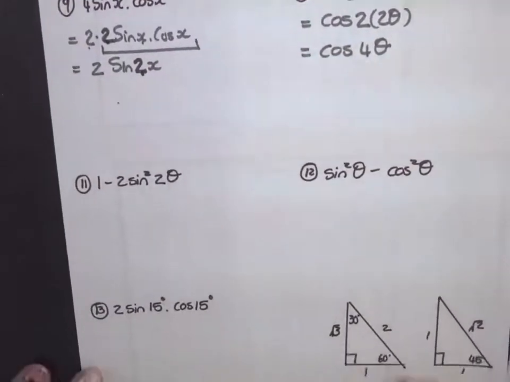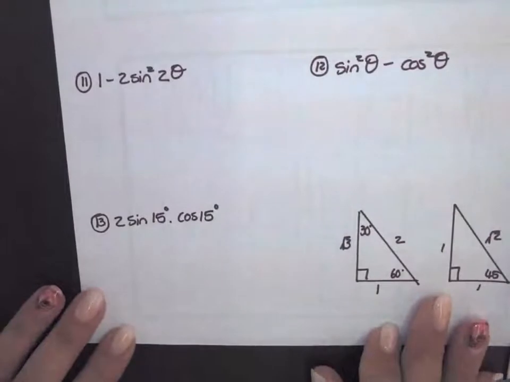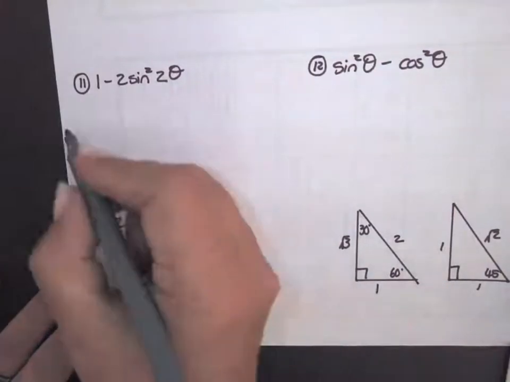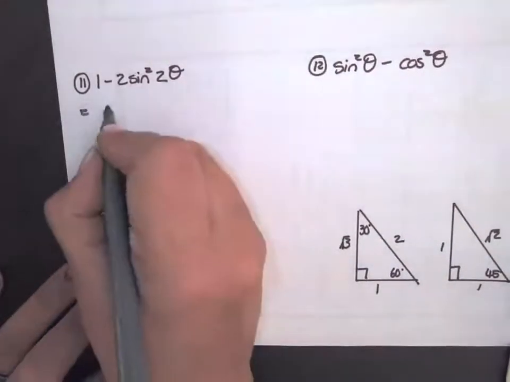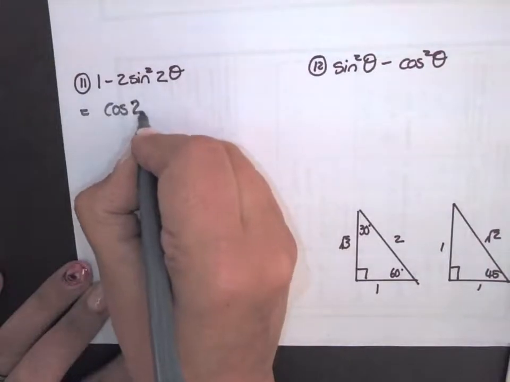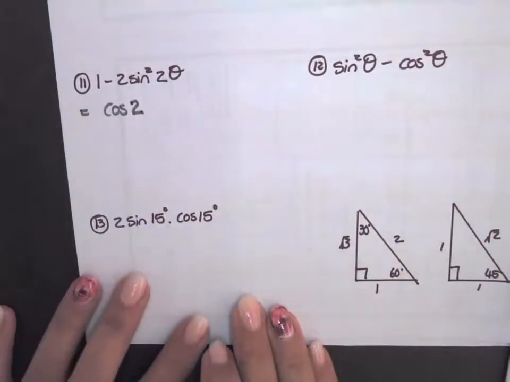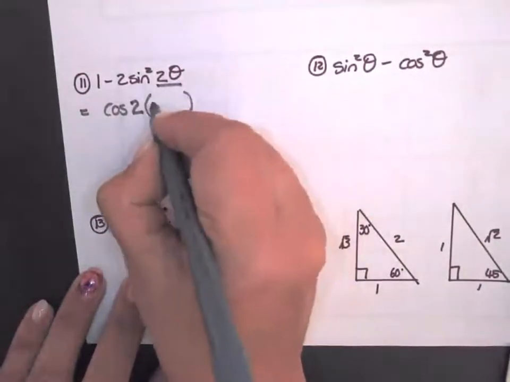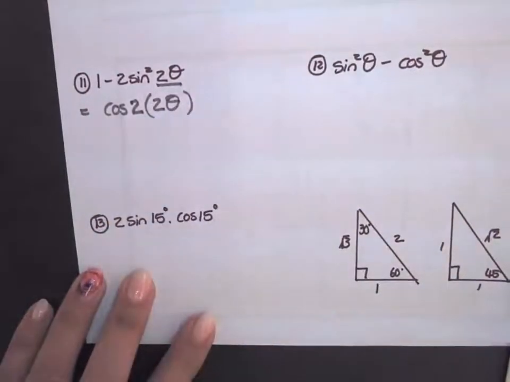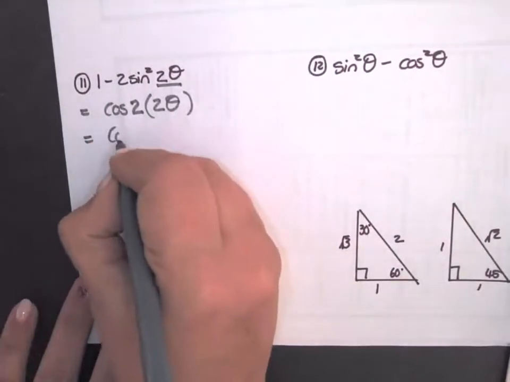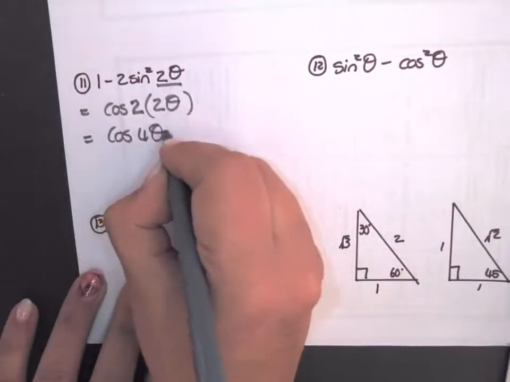Number 11. 1 minus 2 sine squared 2 theta. This looks a lot like a cos of a double angle. What is my double angle? 2 theta. 2 times 2 theta gives you cos 4 theta.